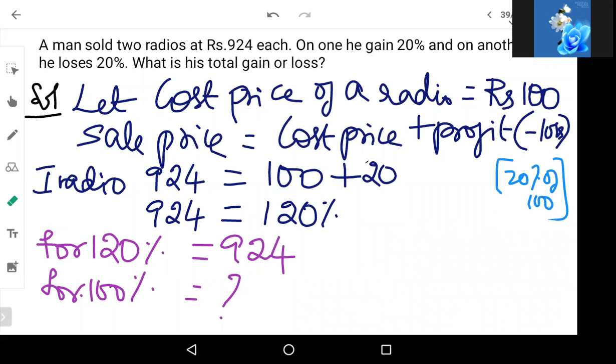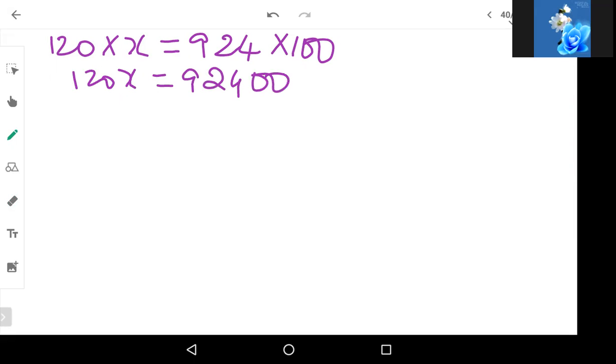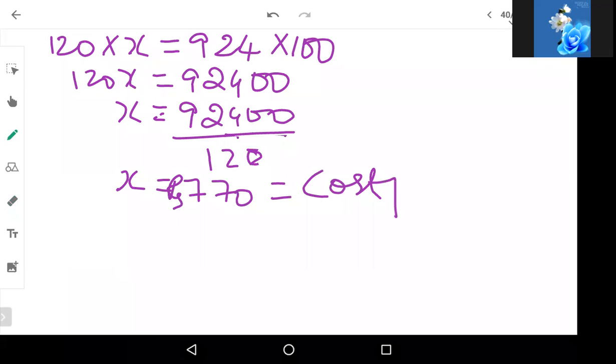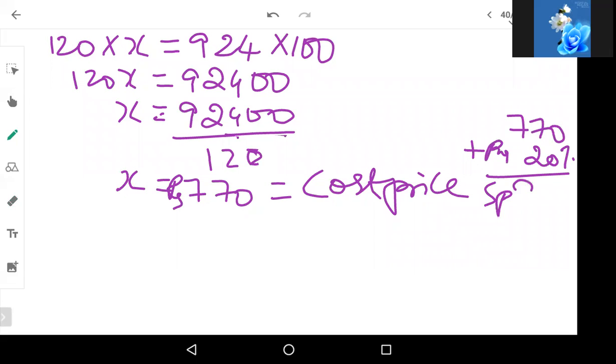Okay, so 120 into x is equal to 924 into 100. So 120x is equal to 92400. x is equal to 92400 divided by 120. So what will be the cost price? 92400 divided by 120 will give us 770 rupees. So this is the cost price of first radio. On this cost price they have added profit of 20% and the selling price is 924.